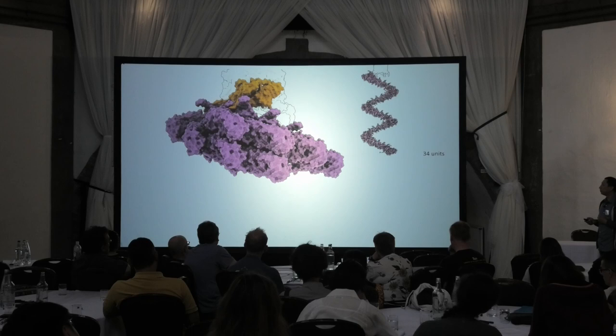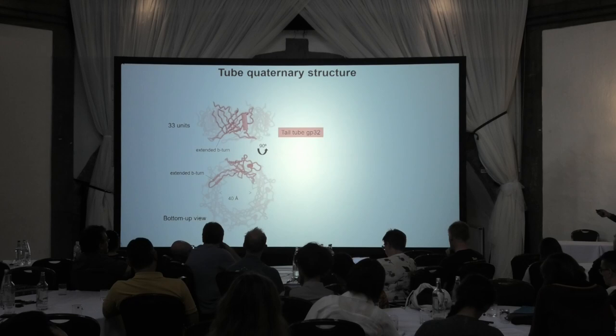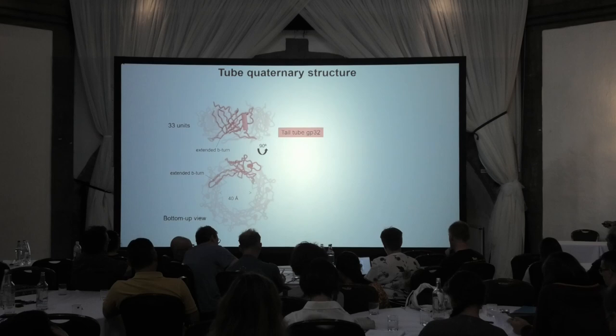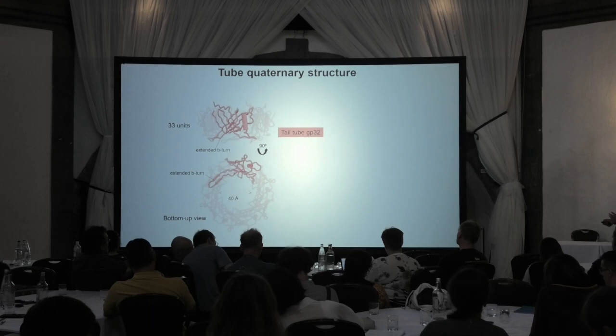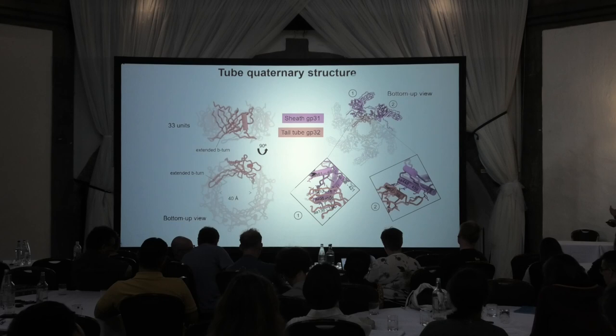Next is the tube protein. The tube protein has 33 units. The last unit that attaches to the baseplate is B, tube B. This is the bottom-up view. One tail tube unit makes contact with two tube proteins.